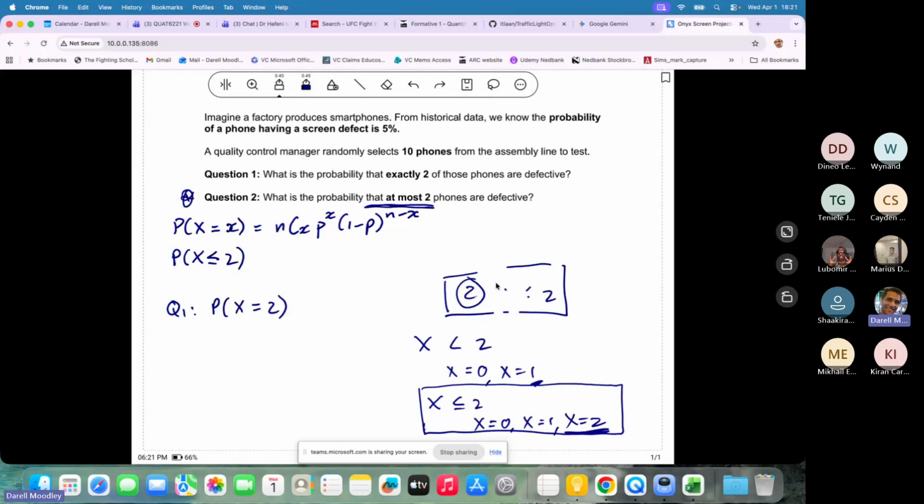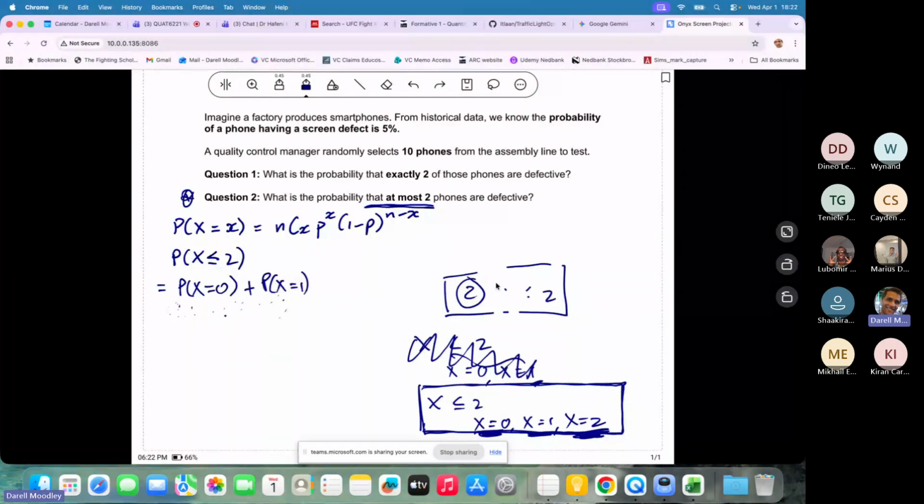Okay, so I'll explain that now. In other words, remember what we said. For X less than or equal to 2, so this part here, that means you're saying X can take on the value 0, X can take on the value 1, and X can take on the value 2. So in other words, to solve this, we have to work out each of them. So that's equal to the probability of X equals 0 plus the probability of X equals 1 plus the probability of X equals 2. You have to get all of them and then add them up. And that's your final answer.